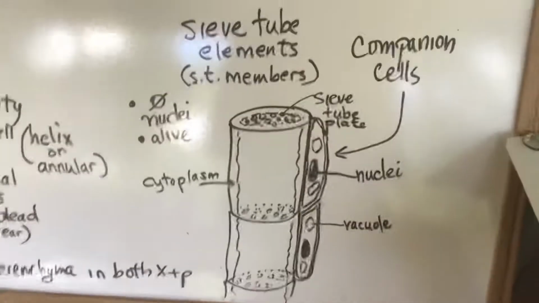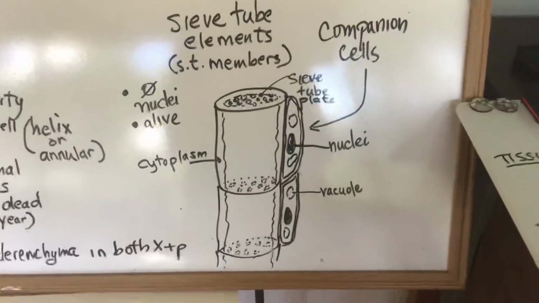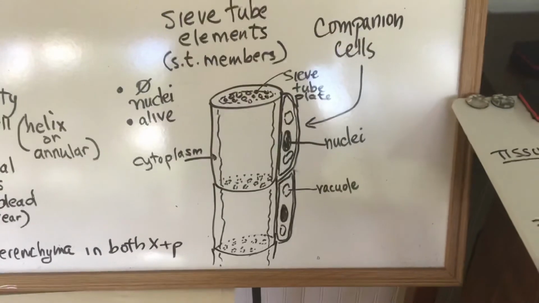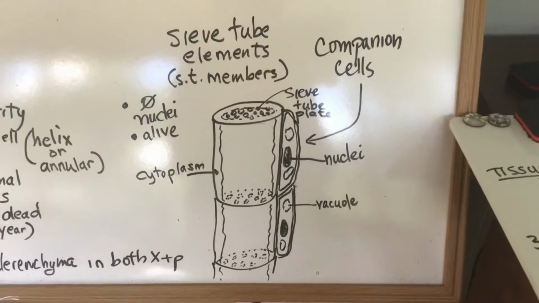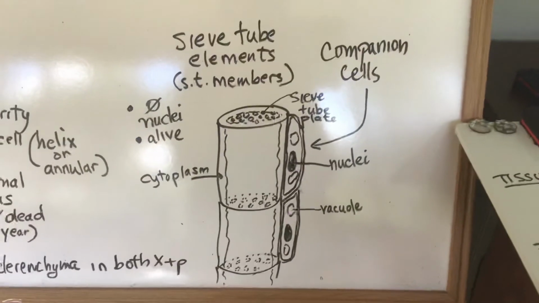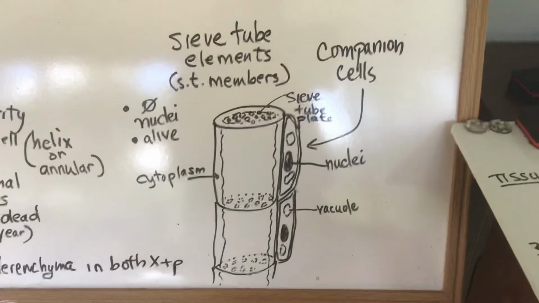Okay, so literally speaking, these cells are formed together. One contains the nucleus, the other one does not, and they always exist side by side. The companion cell is the one with the nucleus, and the sieve tube element is the one that is basically hollow, allowing materials to flow through it.